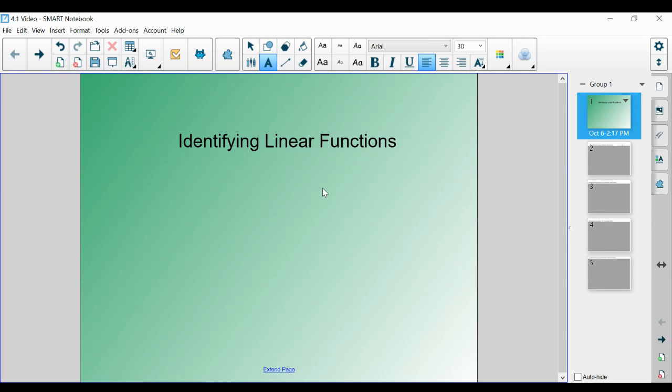All right, welcome back. So today we are going to be starting our conversation about chapter 4, which is all in regards to linear functions. So the first thing that we need to start is how to identify linear functions. So without further ado, let's begin.